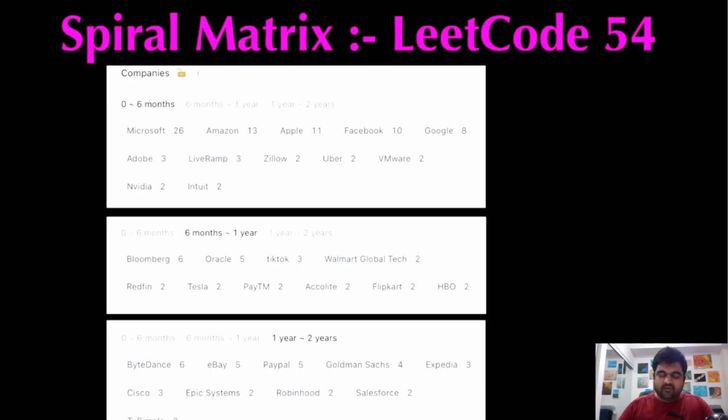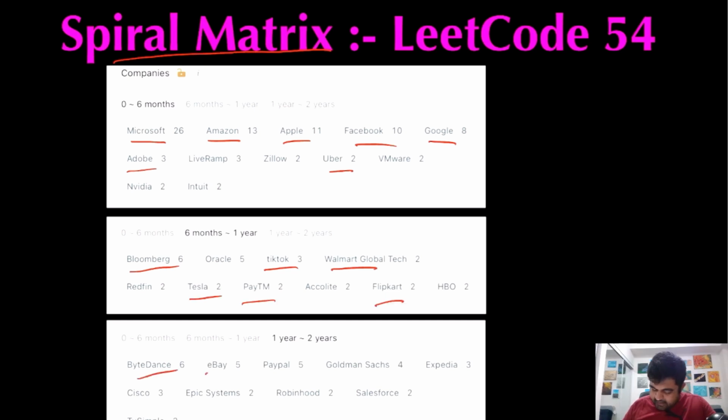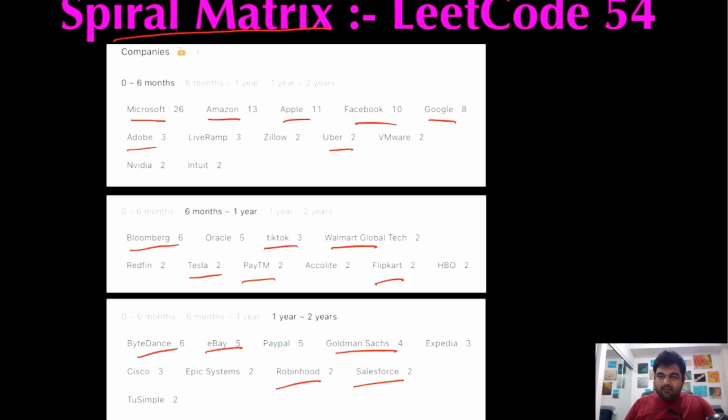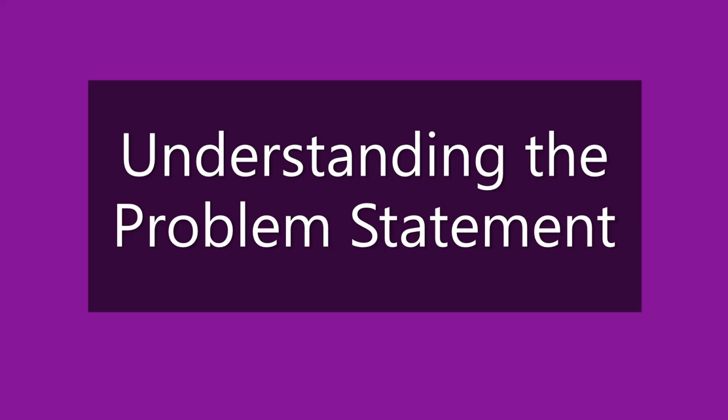Hello friends, we are not employed by a FAANG company, so let's not stop LeetCoding till we get there. Today we are going to do the Spiral Matrix LeetCode problem, and this problem has been asked by tons of my favorite companies. Companies like Microsoft, Amazon, Apple, Facebook, Google, Adobe, Uber, Bloomberg, TikTok, Walmart, Tesla, Paytm, Flipkart, ByteDance, eBay, Goldman Sachs, Robinhood, and Salesforce. So you can imagine that this problem has been really popular at top tier IT companies, and that's why I'm paying my utmost attention. I hope you also enjoy the video.